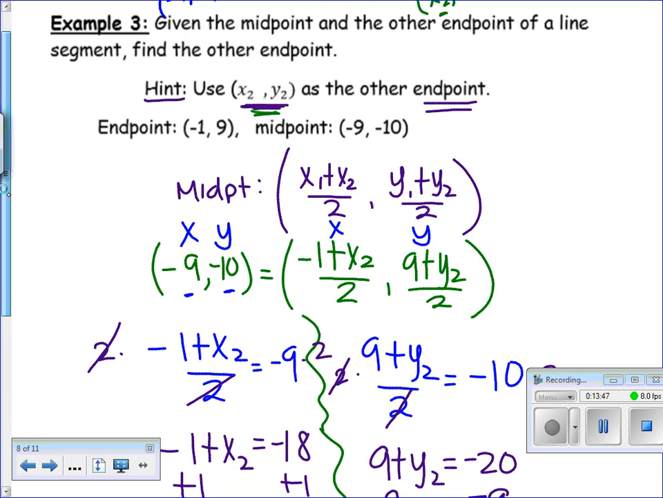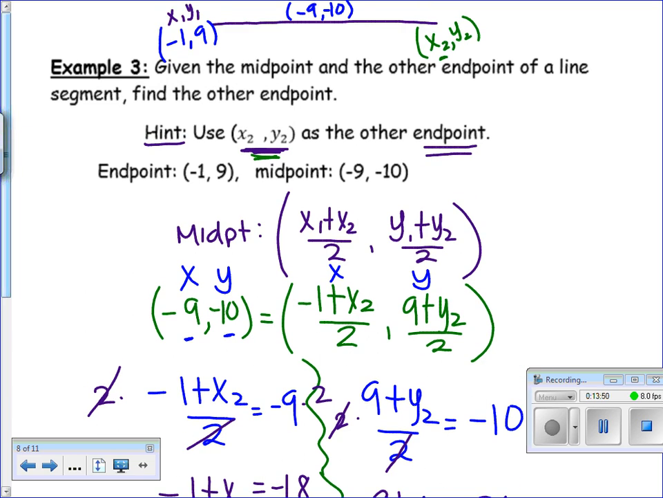When I go back up to my picture, we know in this case that we found this other endpoint. This other endpoint was a -17, -29. And of course, to do your check, you simply use the midpoint formula. Add your -1 plus that -17 and divide by 2. So I add them together, I get a -18. Divide by 2, notice I get that -9. Do the same thing with your y values to do your check. And this is the end of example 3.